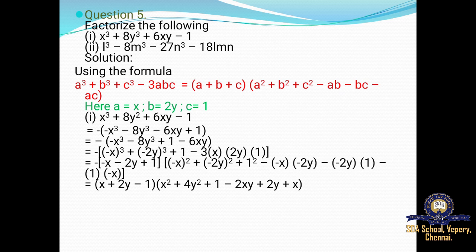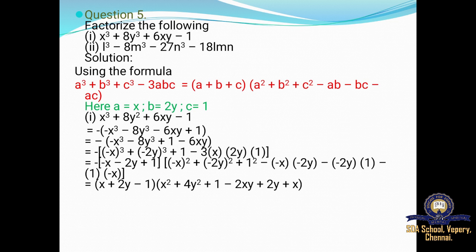So, in this sum, A is x, B is 2y and C is 1. Okay? So, what happens? First of all, let us take minus common out from the entire expression. If I take minus out, what will happen? I will get minus x cube minus 8y cube minus 6xy plus 1, the signs will change basically.